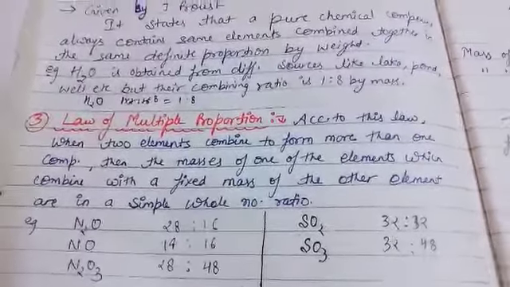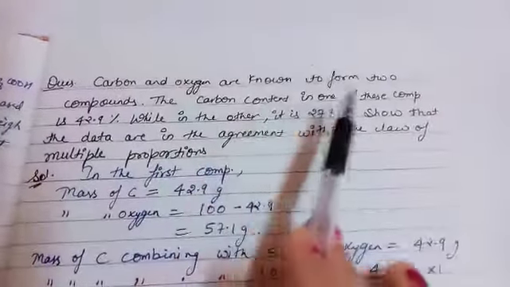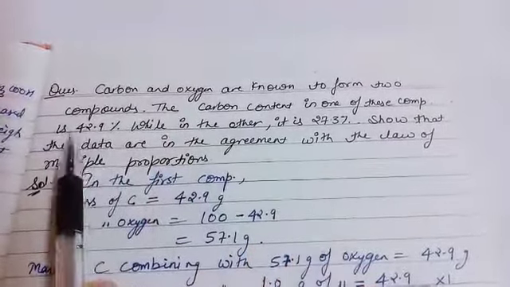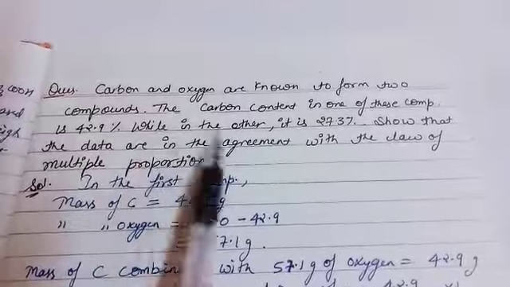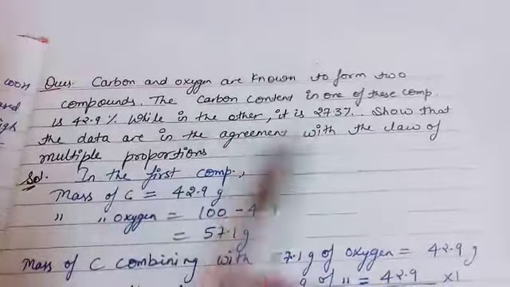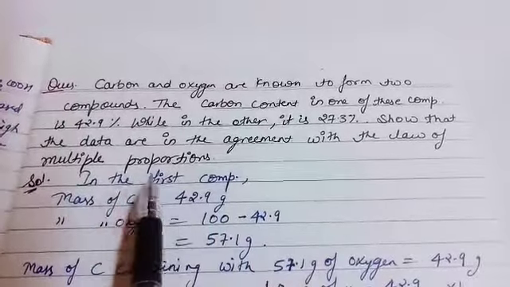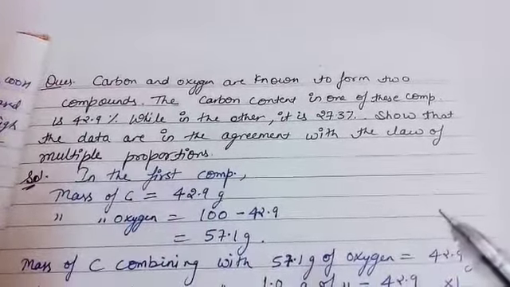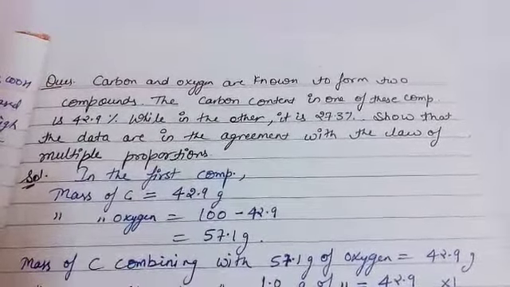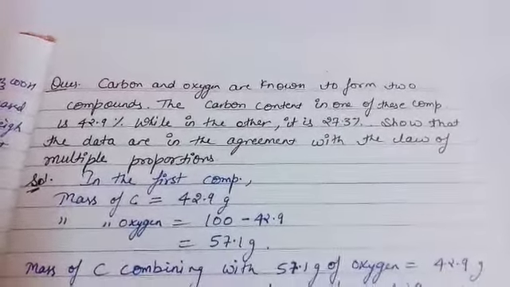Now one question regarding this. Carbon and oxygen are known to form two compounds. The carbon content in one of these compounds is 42.9%, while in the other it is 27.3%. Two compounds are given and the contents are given to you. Show that the data are in agreement with the law of multiple proportion. So how to show? First of all, you have to solve for the first compound and then for the second compound, because here percentage is given and you have to calculate it in gram.